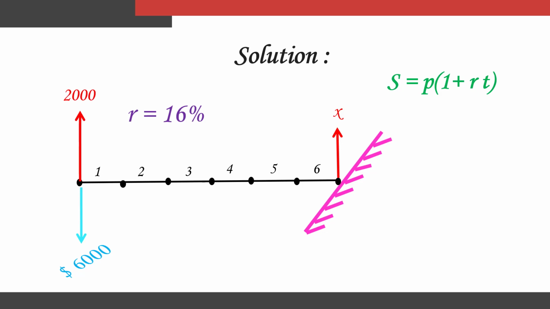This is the timeline which explains our problem. We have $6,000, the original debt. The woman can pay $2,000 now and the rest after 6 months. So we have one old obligation. We need to replace it with 2 new obligations, $2,000 now and X after 6 months.